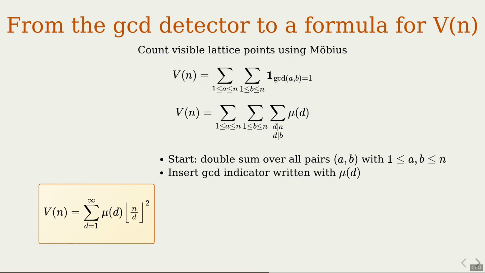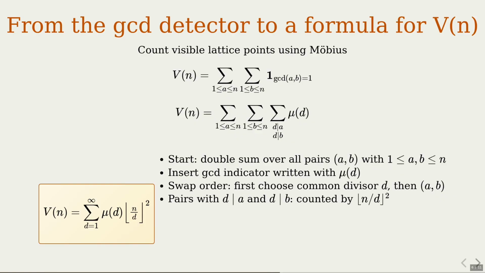So v of n is like a weighted sum over all possible common divisors d. For each d, we count how many points have that d dividing both coordinates, and then weight that count by mu of d. Insert the GCD indicator written with mu of d. Now swap the order. First choose the common divisor d, and then consider the pairs a and b. The pairs where d divides a and d divides b are counted by the floor of n divided by d squared.